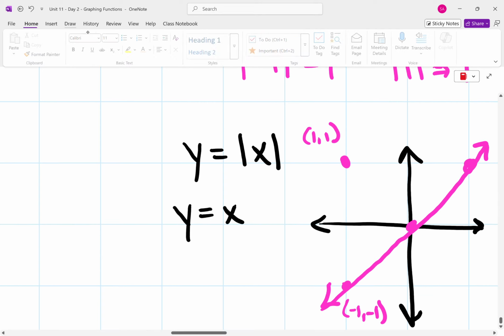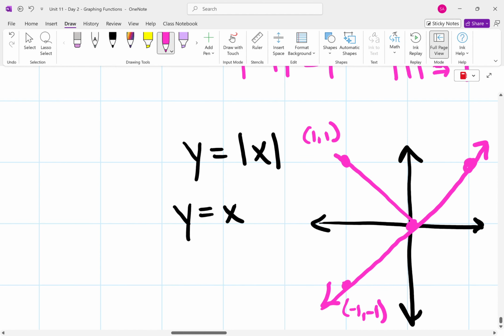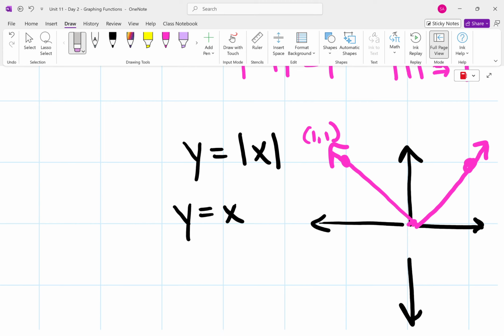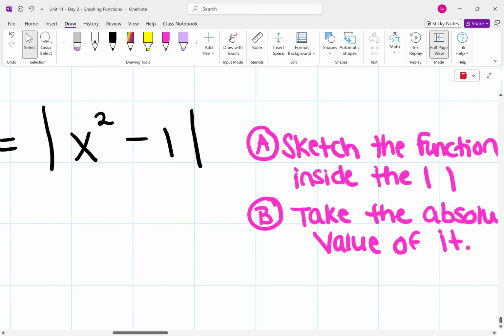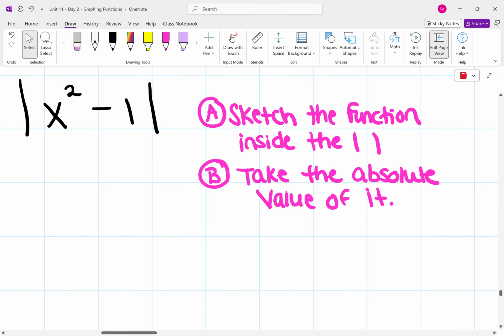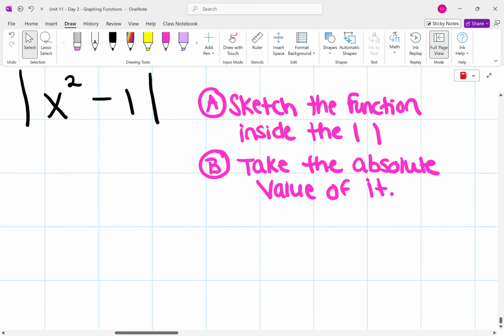So it looks something like that. And this got turned positive. And that's where our V came from. That's where the V comes from. So essentially, it's never really just a V, but because it's so common, we just recognize it as a V. But really what we're doing is we're always just taking whatever is in those absolute value lines, graphing it, and then taking the absolute value of it, which is exactly what I want us to do here. But this time what's inside the absolute value lines is not a line. What's inside the absolute value lines is a parabola.